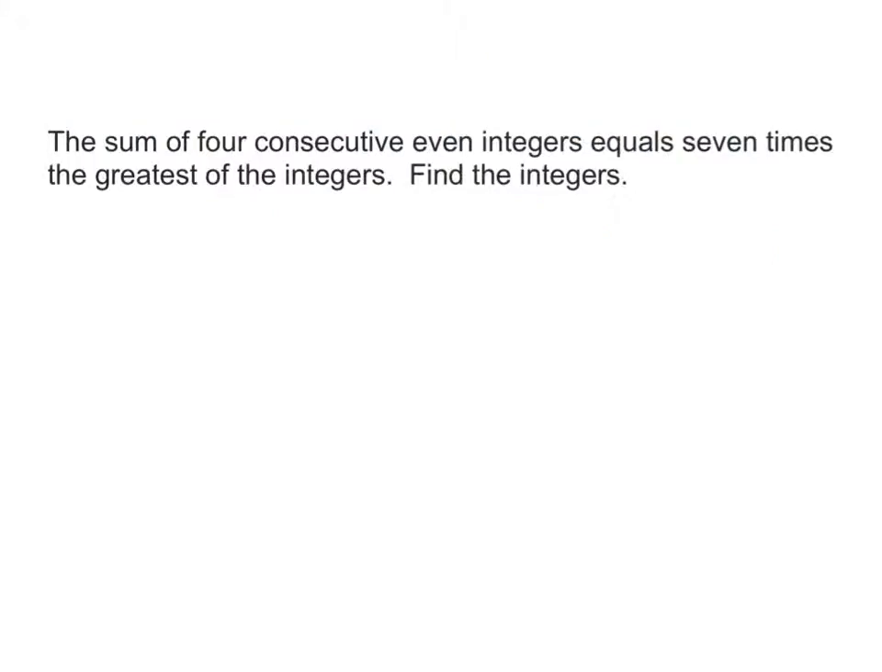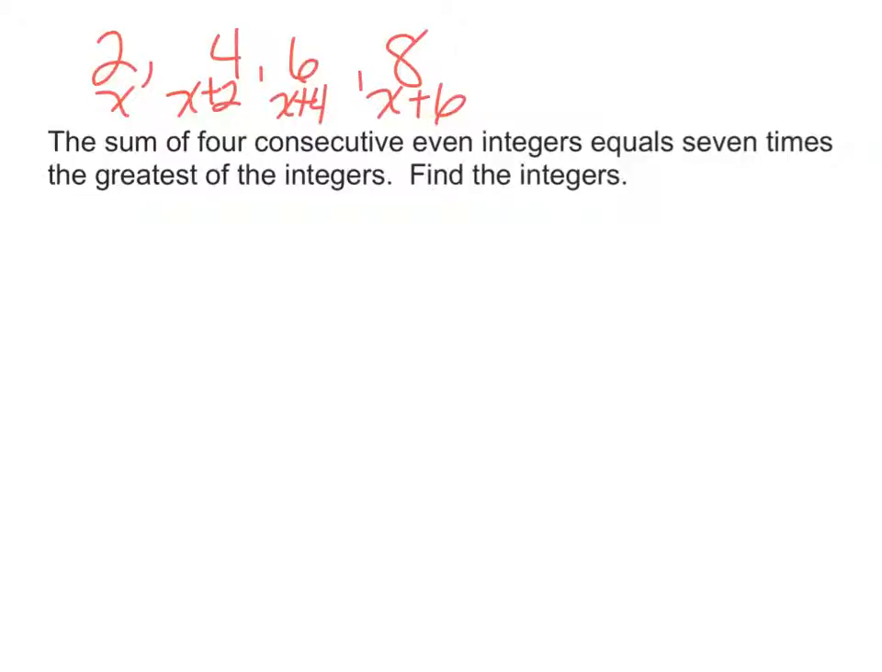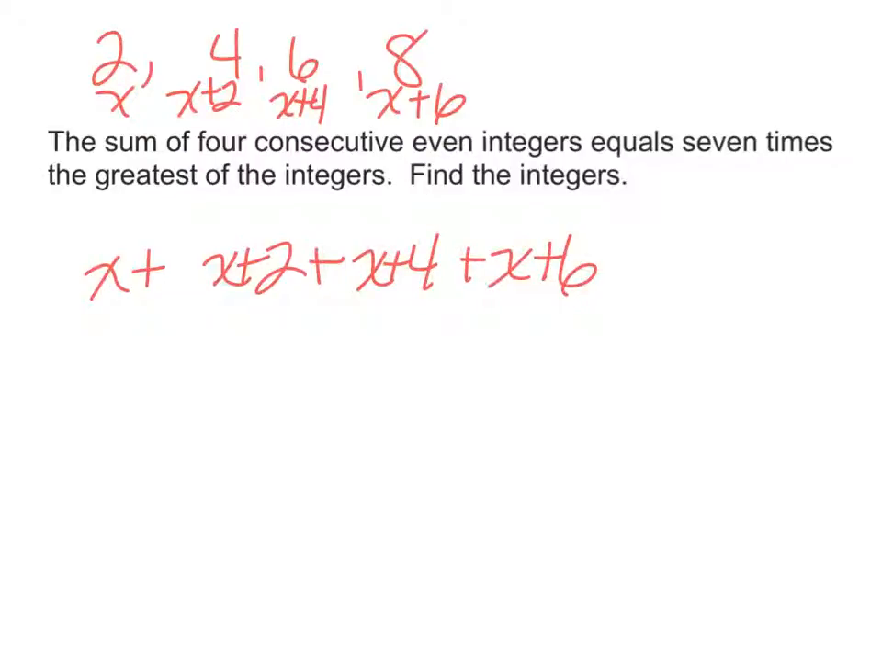If we want to talk about consecutive even numbers, 2, 4, 6, 8. If I let 2 be x, to get to 4 I added 2. To get to 6 I added 2 more. To get to 8 I added 2 more. So the sum of four consecutive integers, x plus 2 plus x plus 4 plus x plus 6, equals 7 times the greatest of the integers.